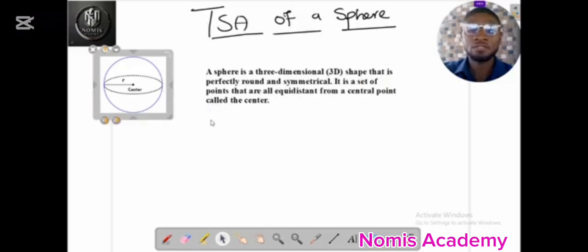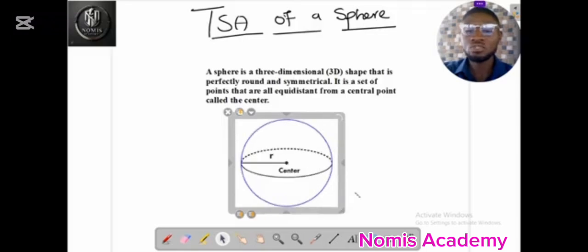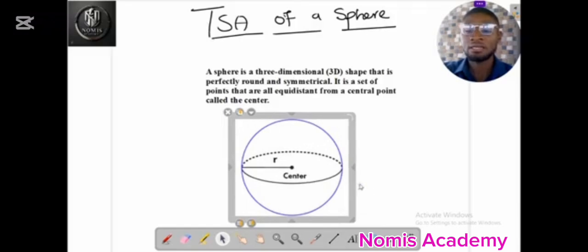I believe you've seen many objects in this shape. So this is what we call a sphere. Like your football is a sphere. The shape of the earth is spherical, even though, particularly for the earth, the top and the bottom are a bit flattened. So that one we call a geoid. But this is a perfectly round and symmetrical shape. So it is a sphere.